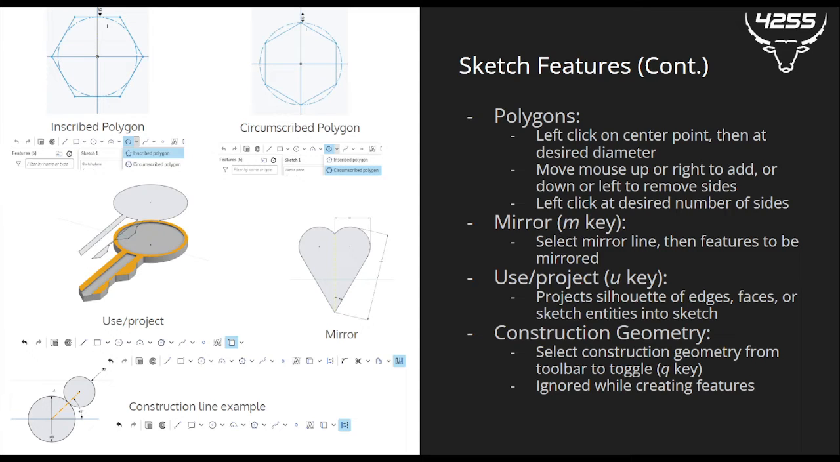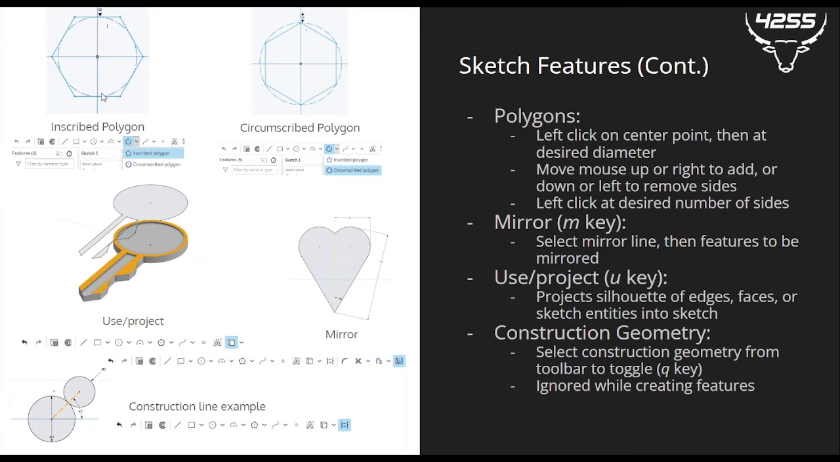So in an inscribed polygon, if you imagine a circle on the inside of the polygon, like you can see in this example here, that circle is touching all of the parallel edges. So the top edge is parallel to the bottom edge, and those are the closest points on the polygon.